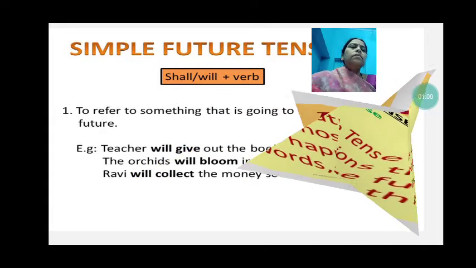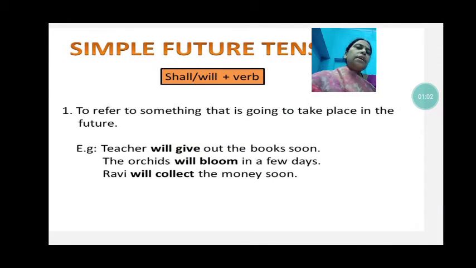Now, to refer to something that is going to take place in the future, to talk about actions that will happen in the future. For example, the teacher will give out the books soon. So here we are saying that she will give out the books soon. She has not given the books yet. The children are waiting. So the teacher will give out the books soon.